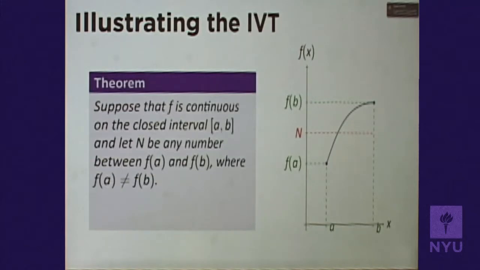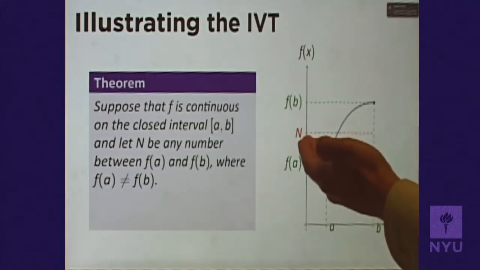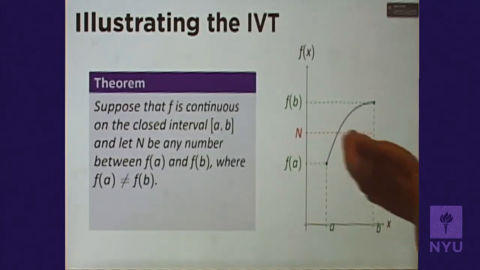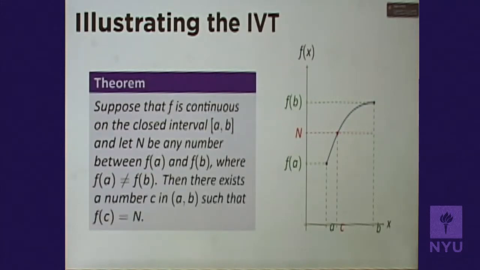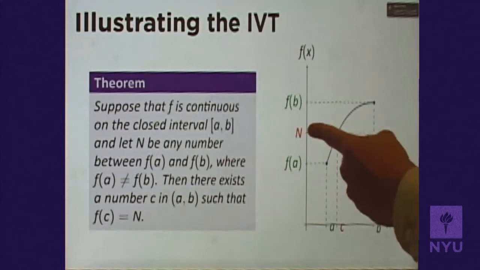And if we draw the point with coordinate y equals n, we can make a horizontal line which goes across the plane. And that horizontal line is going to cross the graph of the function over some point with x coordinate c. And that is what the theorem concludes. There is a point c in between a and b where f of c is equal to n.